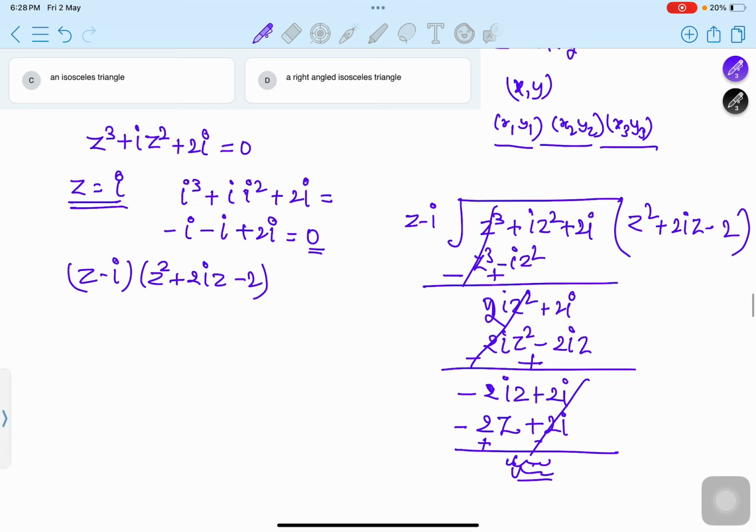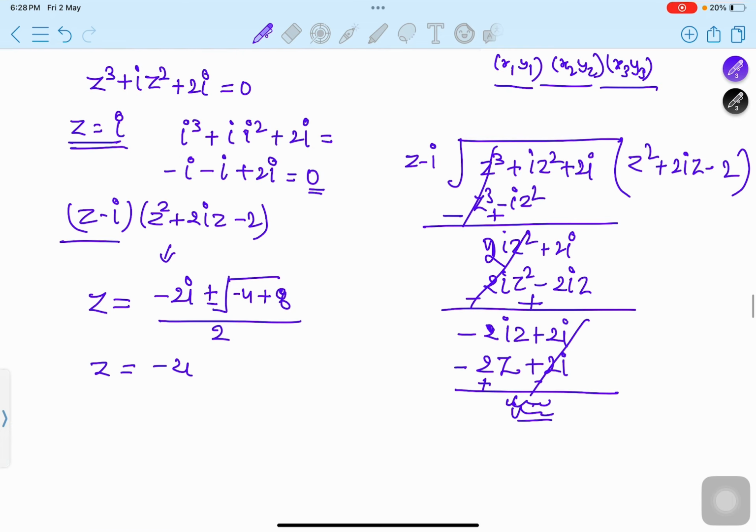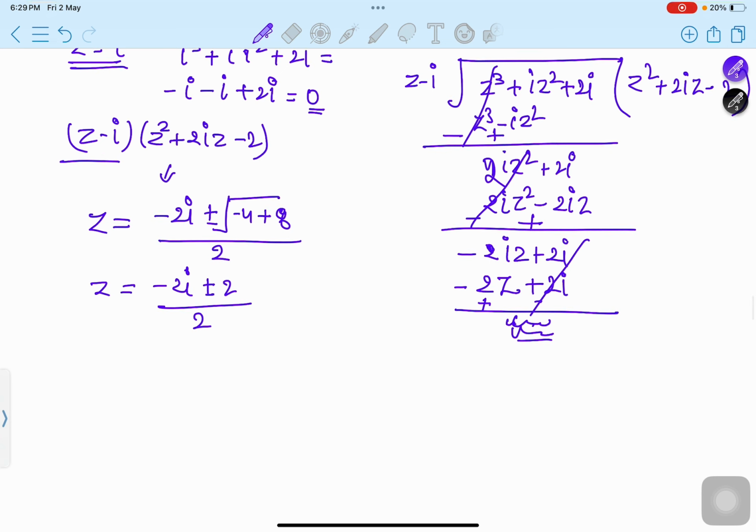Okay, so one is the z minus iota, and find that in z equal to b square minus 4ac. So 2 iota plus minus b square. B square means 4, 2 iota whole square. So 2 iota is the minus 4, and the minus minus plus the 8 divided by 2. So that's why z equal to minus 2 iota plus minus 2 divided by 2. Okay, so suppose the a point is the 0 comma 1, already z equal to this one, z equal to iota, right now.